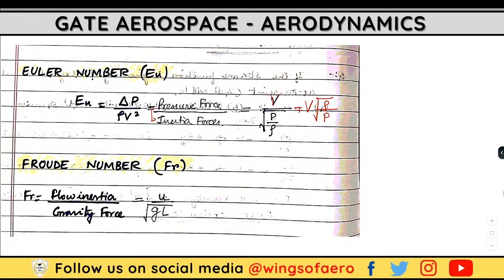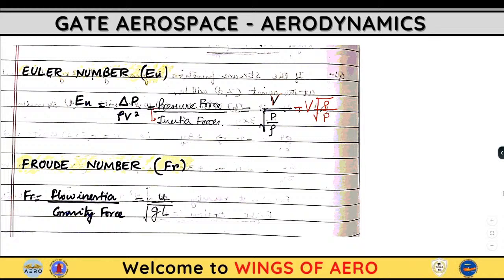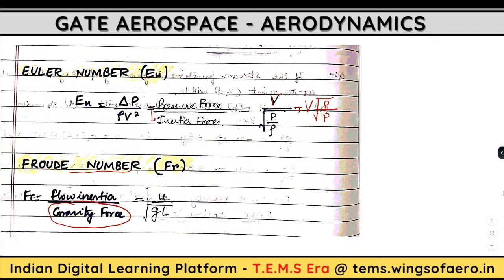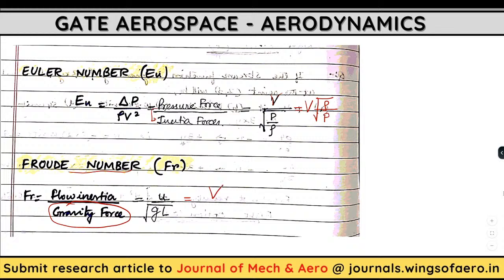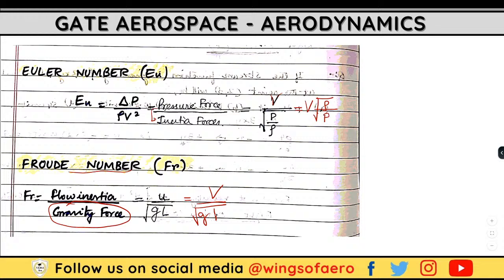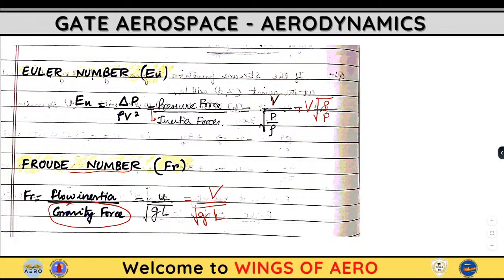Froude number is the ratio of flow inertia to gravity, or we can say the Froude number is a number where gravity has an impact. It plays a huge role in the effect of gravity. Again, it is the ratio of the velocity to the root of gravity times the length of the plate.